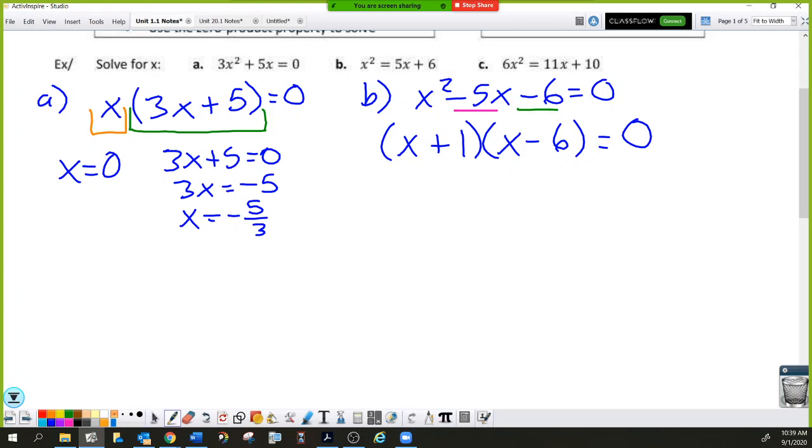Now, we like when things are written like this because you can legitimately see the answers without doing any work, right? You just tell me what makes the parentheses equal 0. So you can see that this one's x equals negative 1, and this one x equals positive 6. Yay! Easy math. Good review, though.